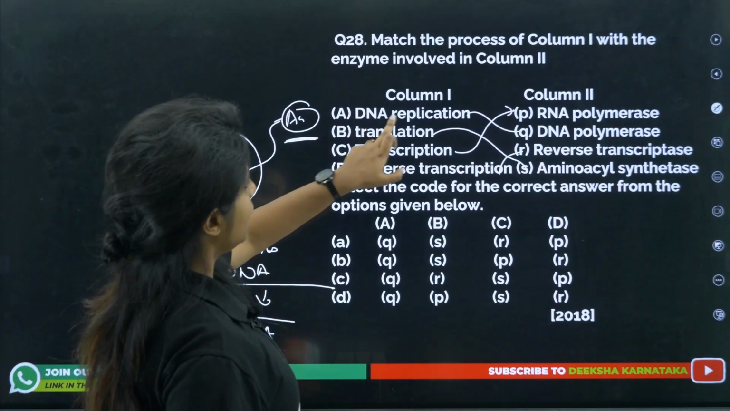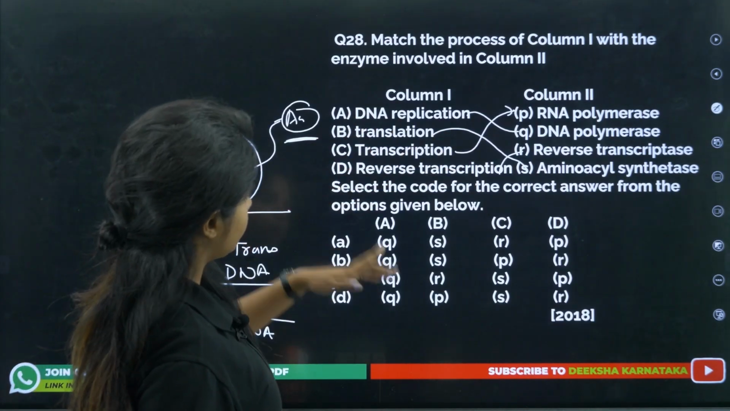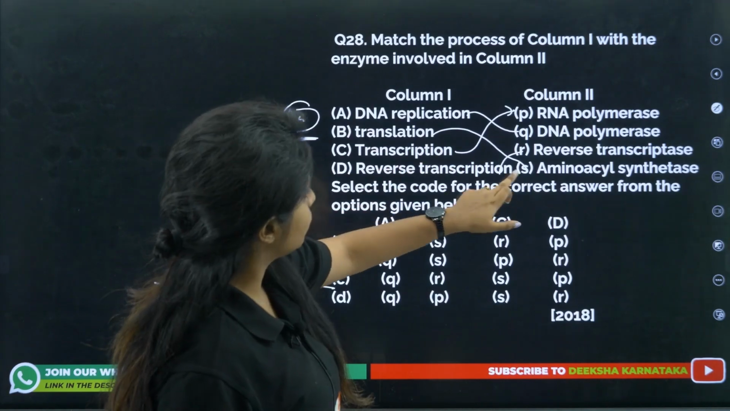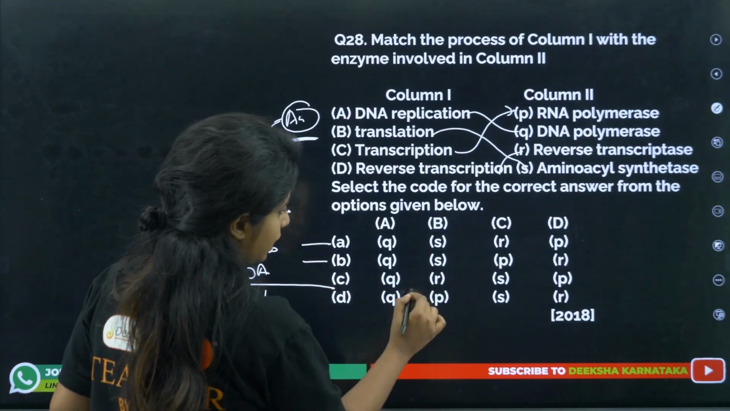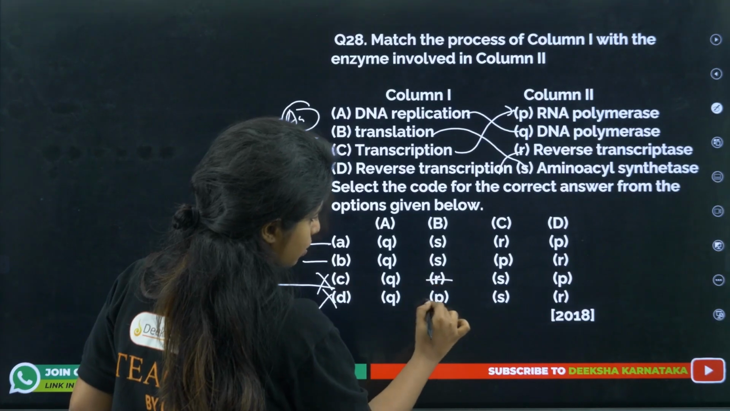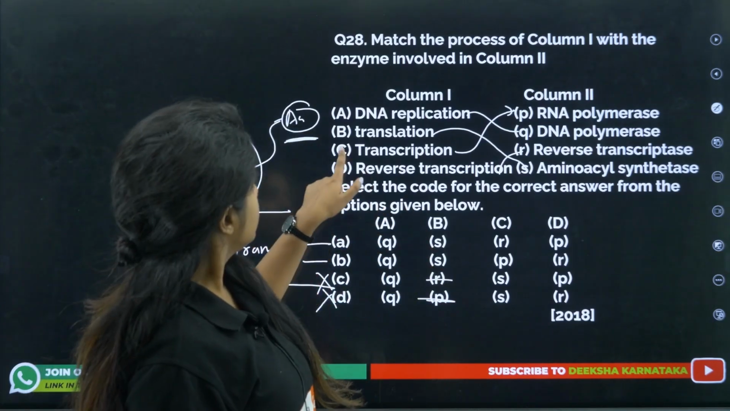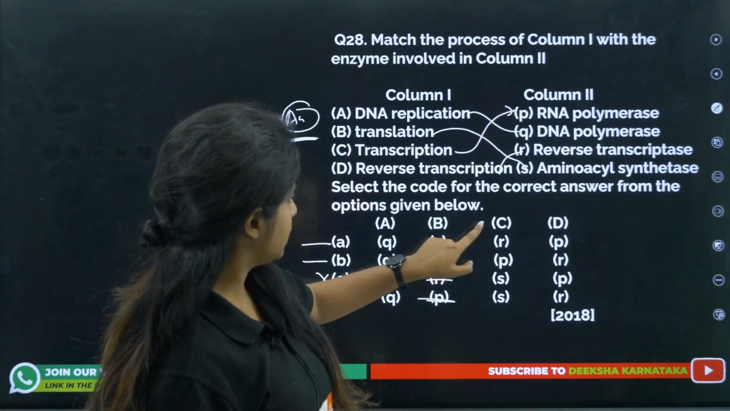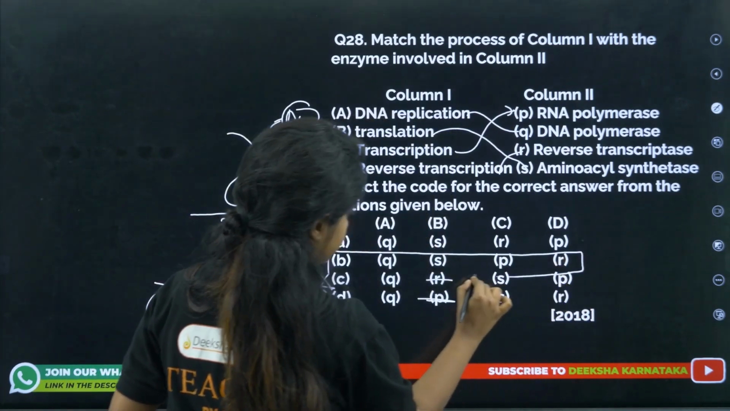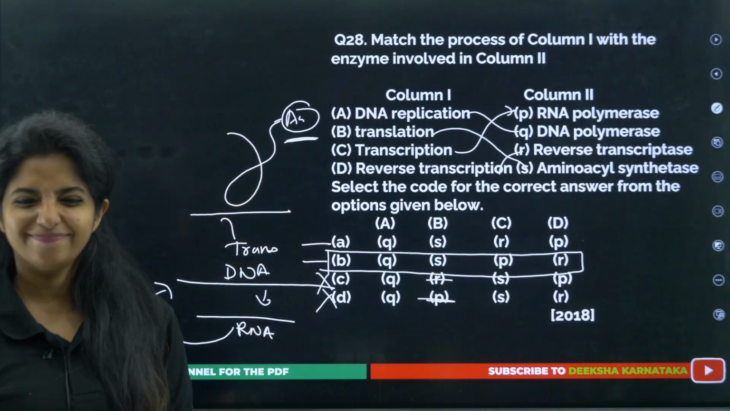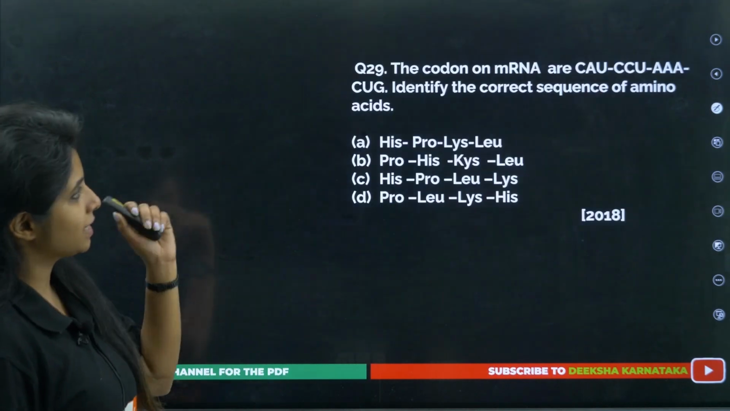Now, A with Q, everyone is with Q only. Translation with S, so Q with S. So I have these two options. I can cut these because it is not S. Next, C is with P. I just have one option like that, and hence it becomes the answer. Easy, no? Yes. Next question.